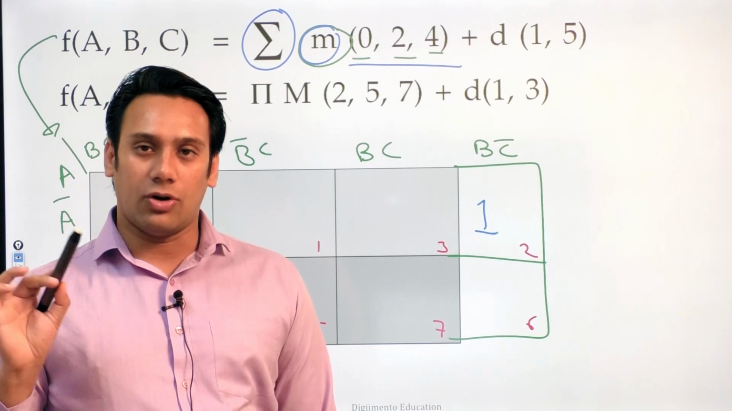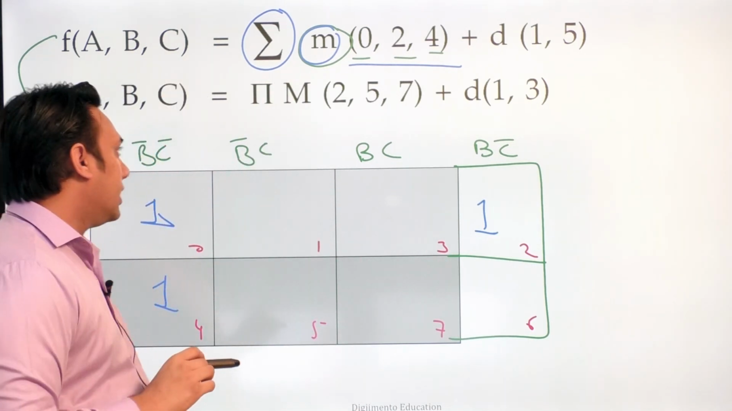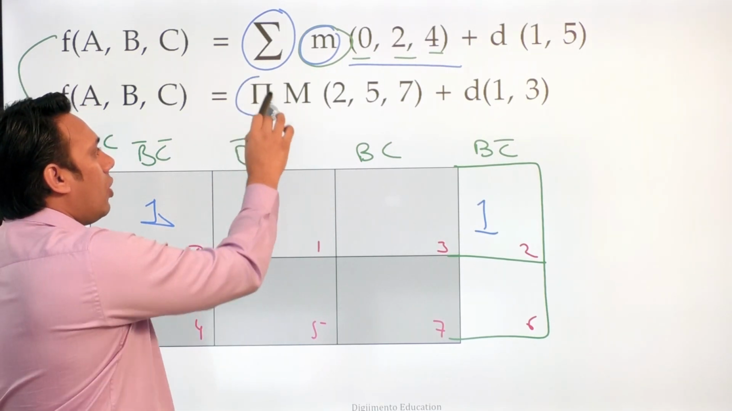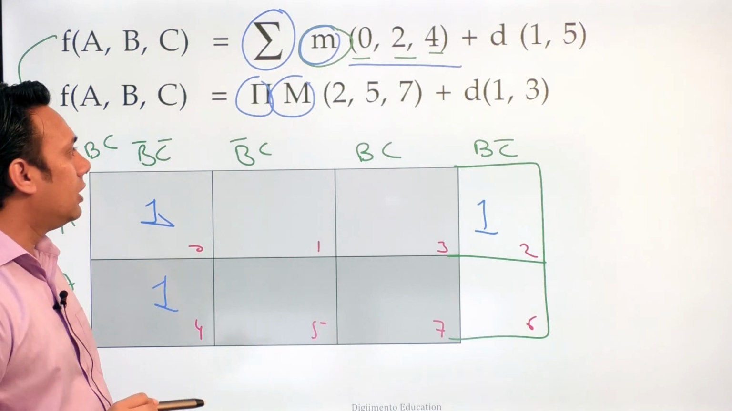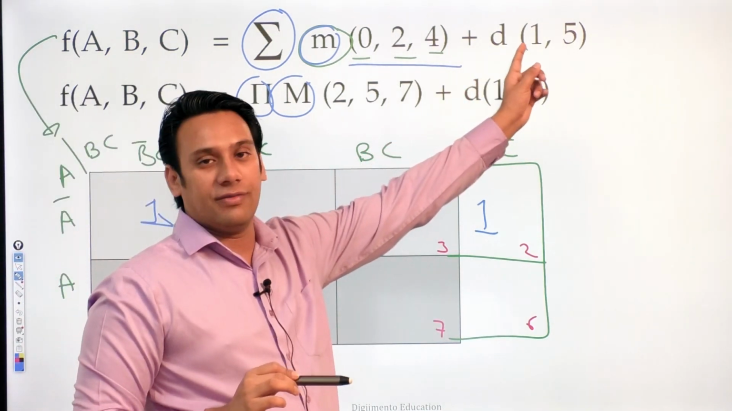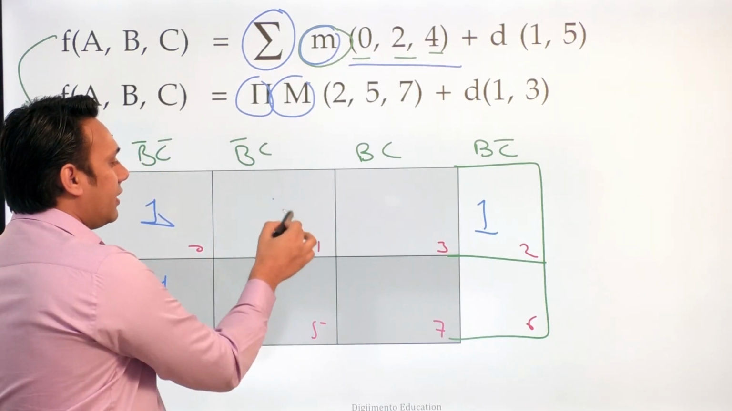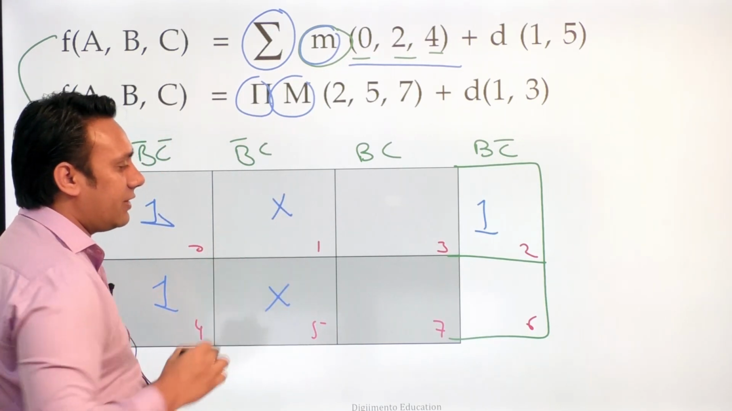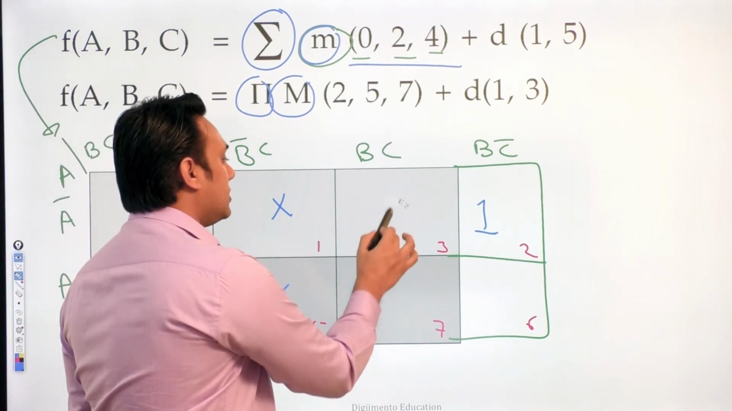If I'm using small m or summation, then it is called a minterm. If I'm using pi or a capital M, that means representing a max term. So here we have 2 don't care conditions, at 1 and 5. I mean here in location 1 we have a don't care, and here in 5 we also have a don't care. And in all other locations we are going to have a value 0.